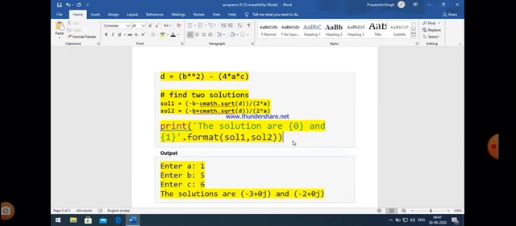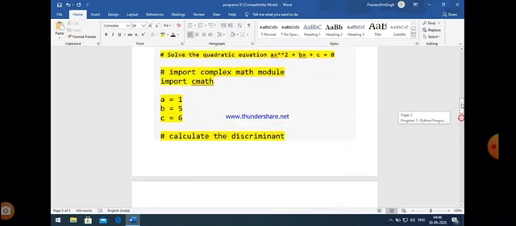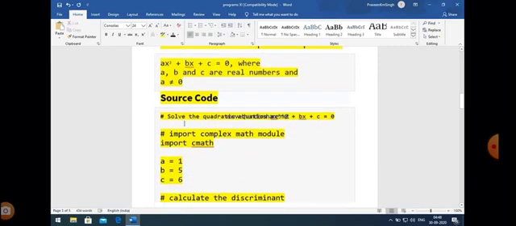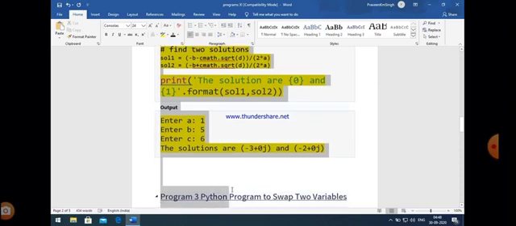If they are not complex numbers, then the imaginary part is 0 there. If they are complex numbers, then the imaginary part is represented by J. In mathematics, generally, we write a complex number like 2 plus 3i. It means 3 is the imaginary part and 2 is the real part. And after that, we have only one work to do, and that is to print the output of the program.